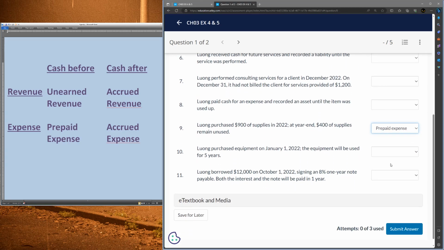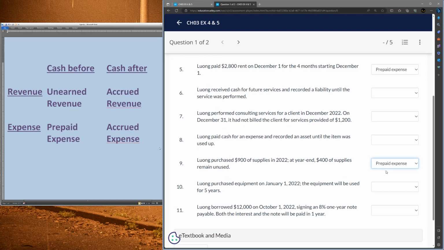Let me see if I can find an accrued revenue. Number 7. Luong performed consulting service for a client in December 2022. On December 31st, it did not bill the client for services provided. So we have performed the services, meaning it's a revenue. We can record the revenue. But we're not going to receive the cash until afterwards. So we're going to accrue this revenue.